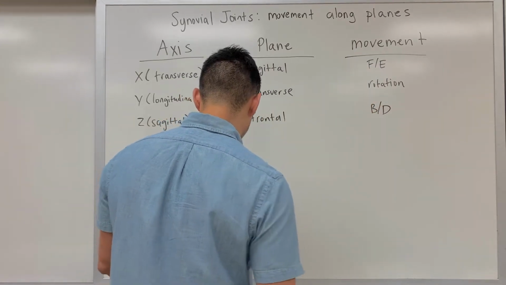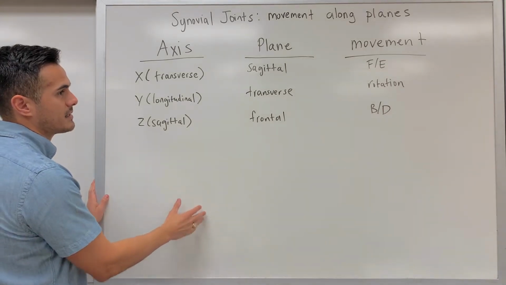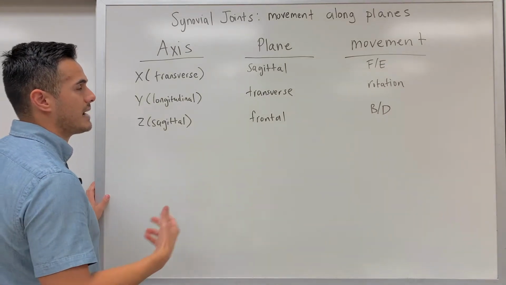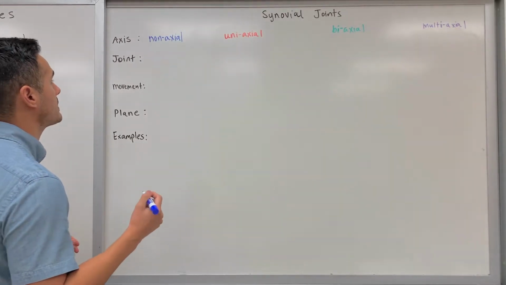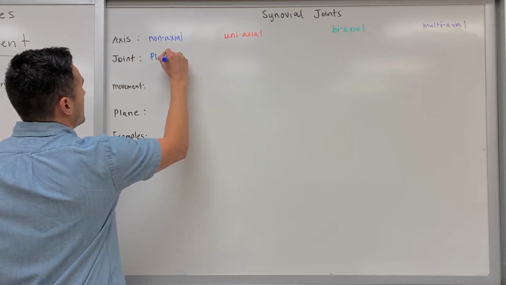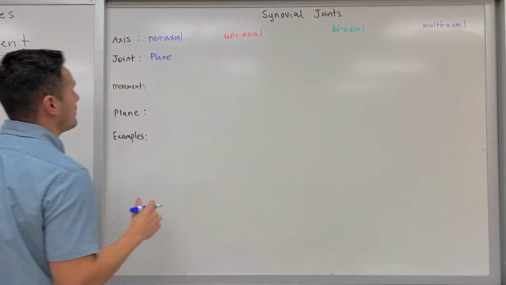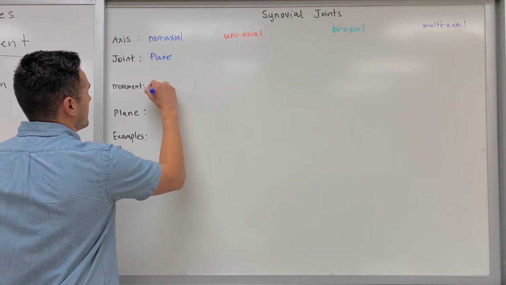Okay. So now that we're familiar with the different movements that occur along these planes, let's now get into the 6 different types of synovial joints. The first type of synovial joint that we're going to discuss is what's known as a plane joint. So it's non-axial because there's no rotation along an axis. And the movement that's involved is a gliding motion.